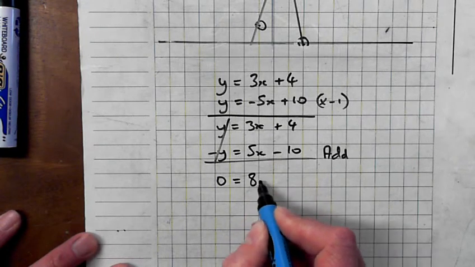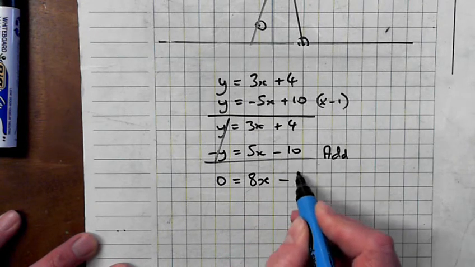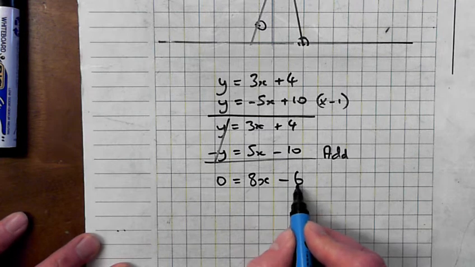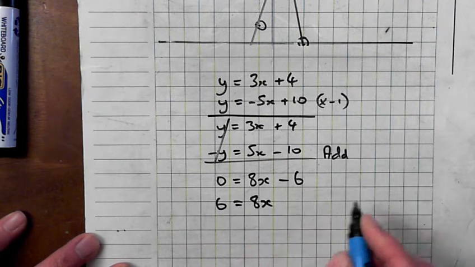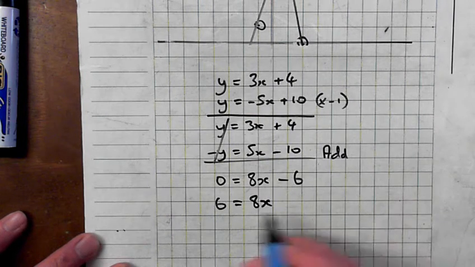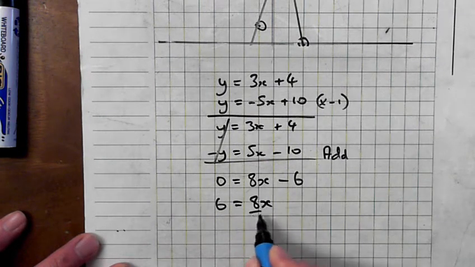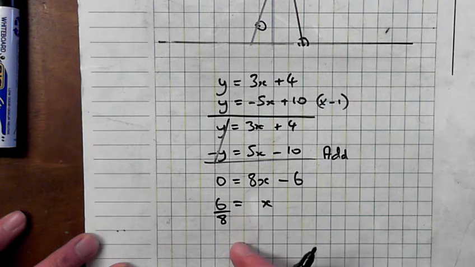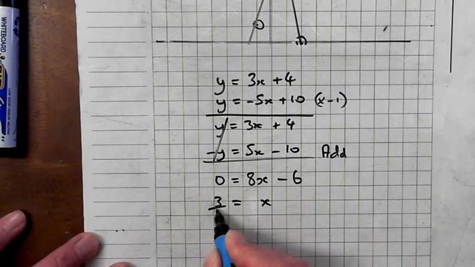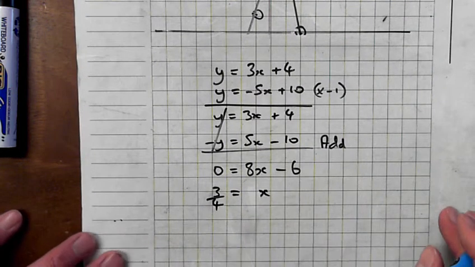So we get 8x minus 6. Now I can move the minus 6 across the equals, so it becomes 6 is equal to 8x. Divide both sides by 8, the number in front of the x. So x is equal to 6 over 8, which is 3 over 4 or 0.75.